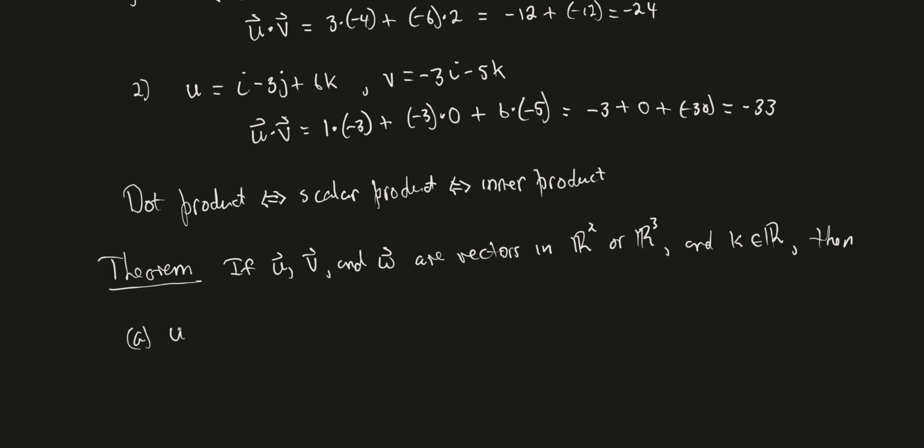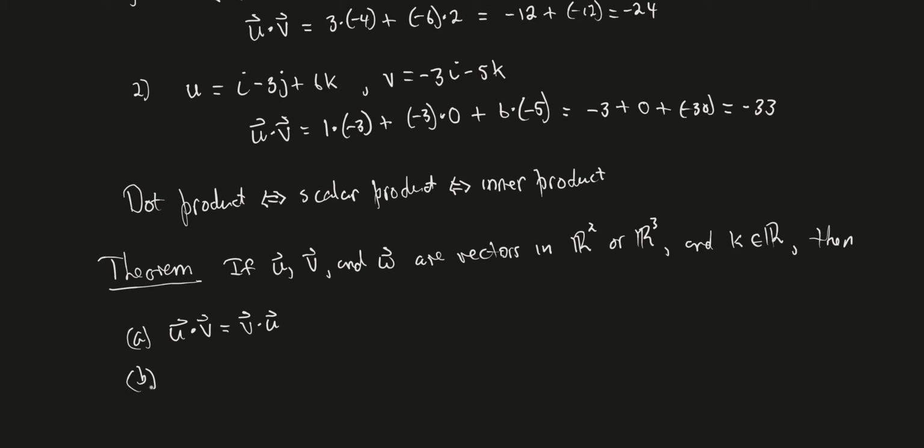And the first one is that your dot product is commutative. In other words, if you take the dot product of, in this order, u dot v, or if you take it in the order v dot u, you're going to end up with the same result, right? So that's good. So this is the commutativity property.